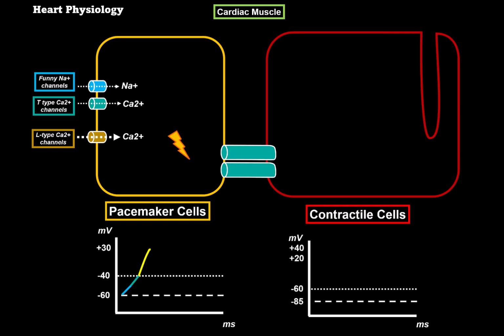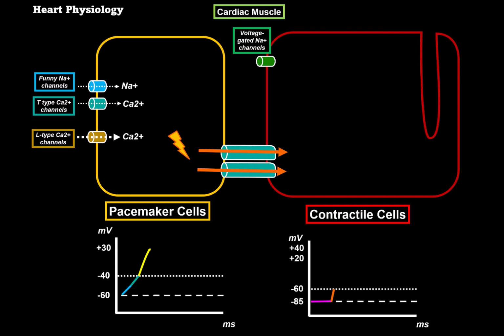Once it's depolarized, it will shoot these cations through the gap junctions into the next cell. The contractile cardiomyocyte is usually at rest at around -85 millivolts, so the resting membrane potential of the contractile myocardium is around -85 millivolts. When the cations flow in from the pacemaker cell, it starts to depolarize. It goes up and hits the threshold potential of right around -60 millivolts. This threshold potential will now trigger the voltage-gated sodium channels to open.